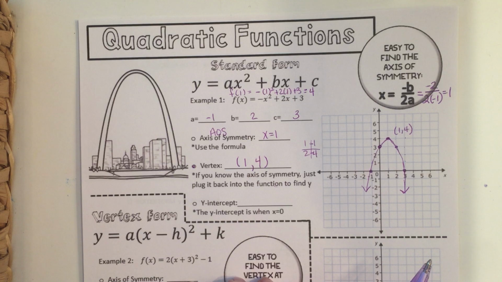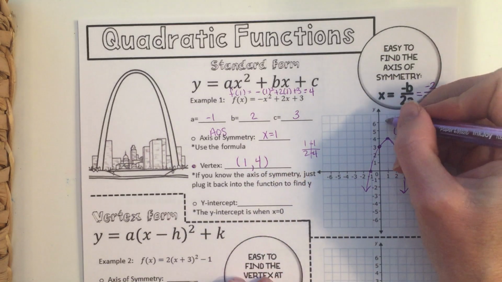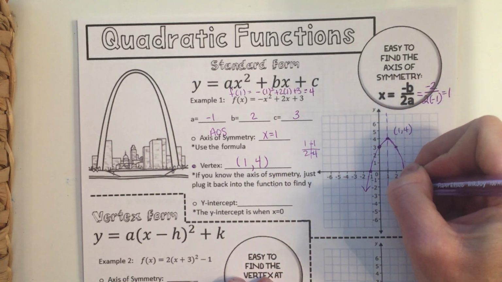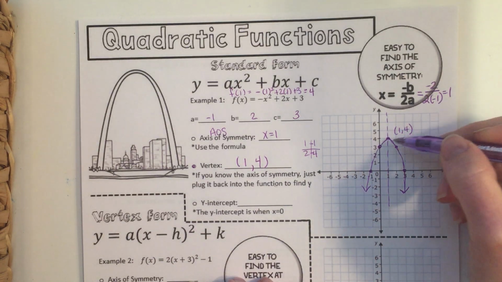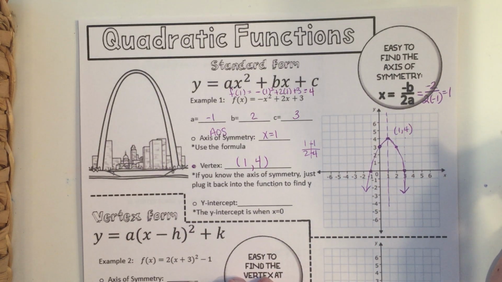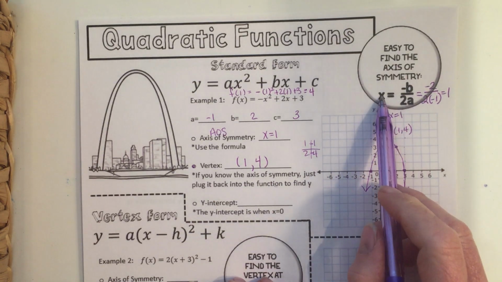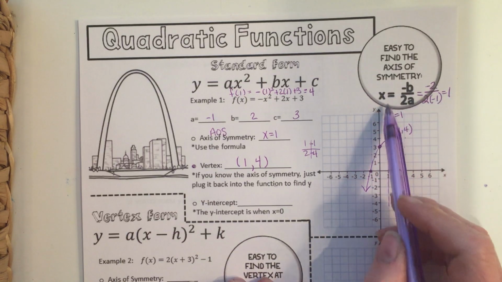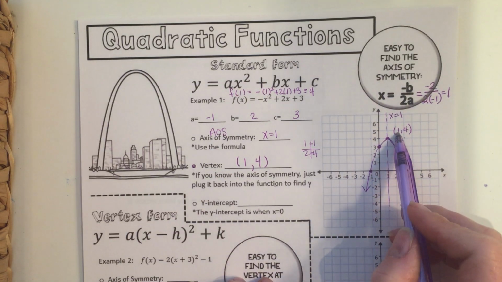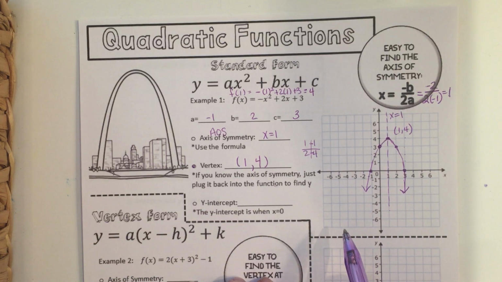Let's talk about that axis of symmetry for a moment, this x equals 1. This is the vertical line that divides my parabola in half. It goes through my vertex. And we learned earlier this year that vertical lines have the equation x equals. This is the line x equals 1. X equals 1 is my axis of symmetry as well as the x-coordinate of my vertex.